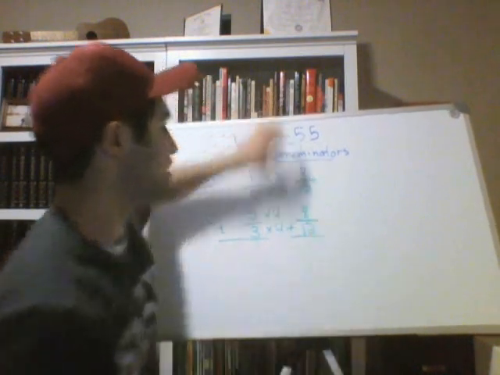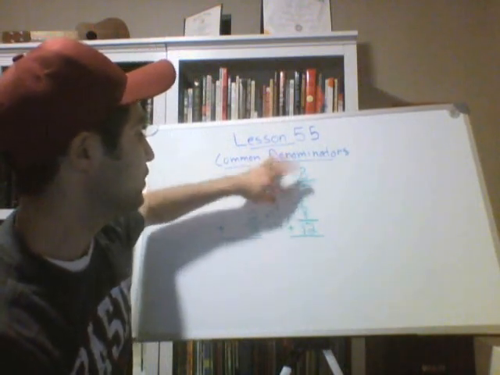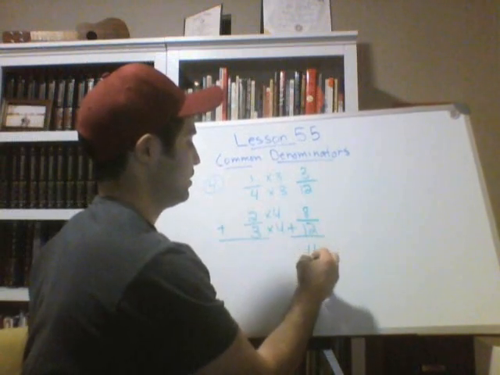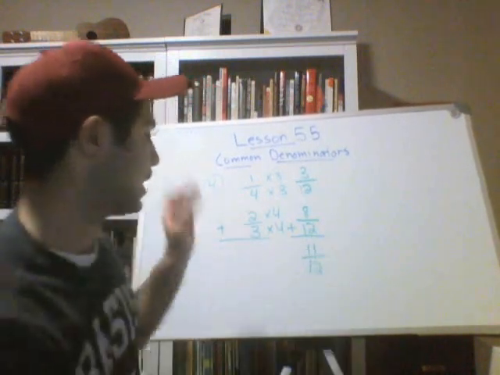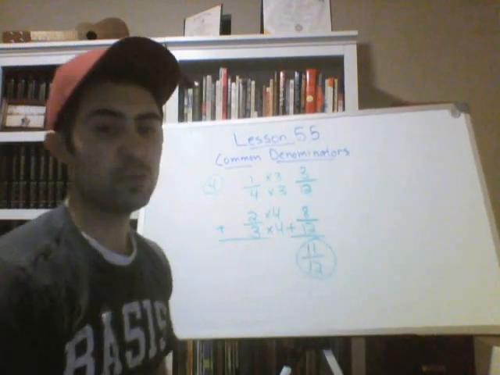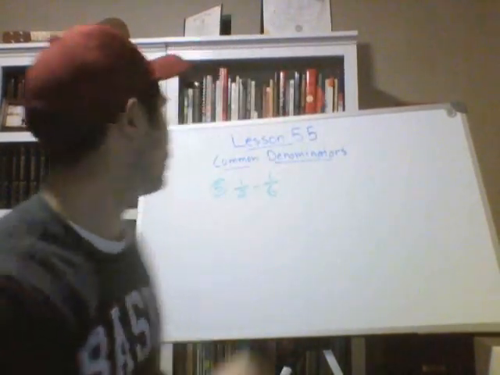Now I can add these two fractions because I have a common denominator, 12 and 12. And 3 plus 8 is going to be 11, and then 12 is our common denominator. So that is your answer. 11/12 is 1/4 plus 2/3. Alright, one more problem and then we'll be done.